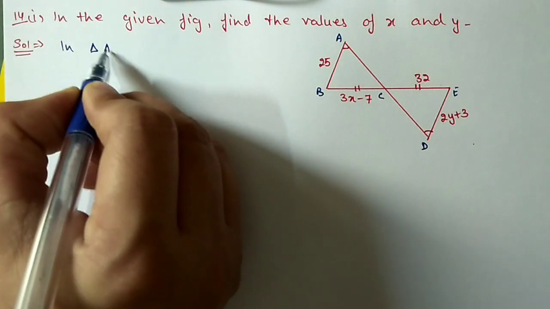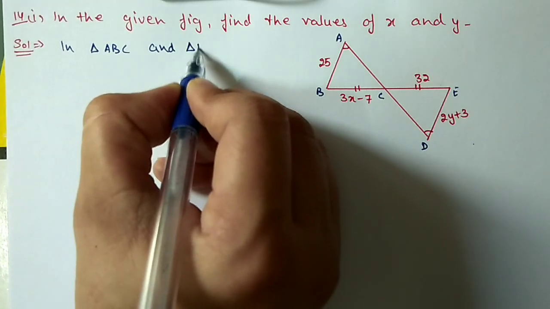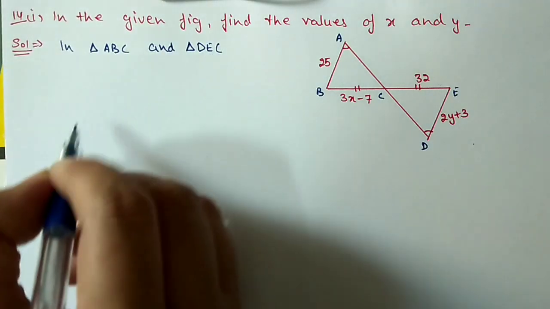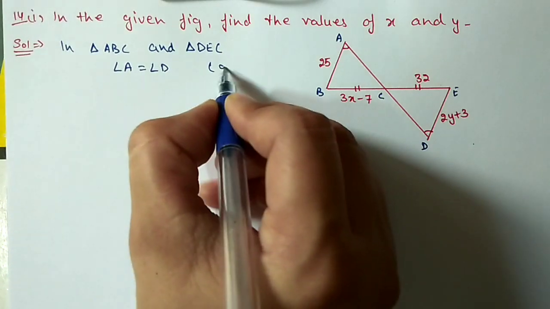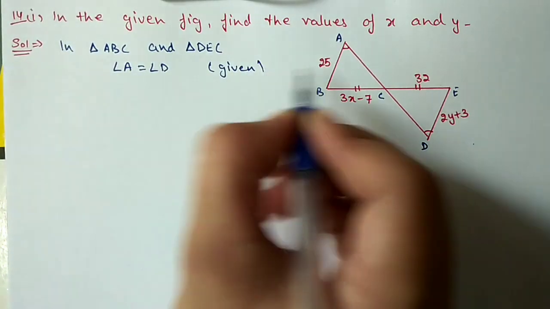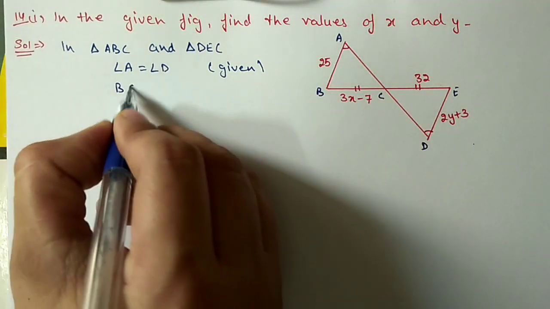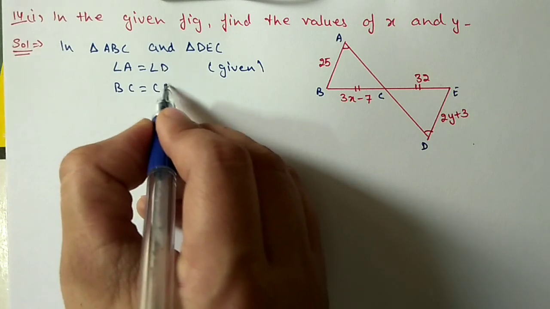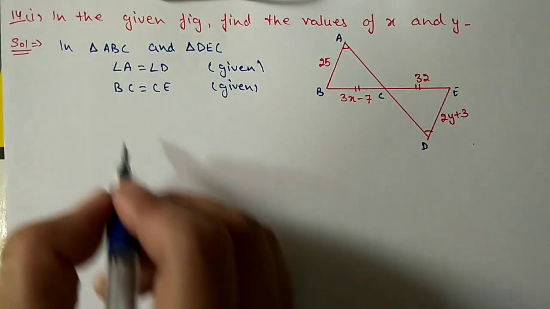In triangle ABC and triangle DEC, angle A is equal to angle D. It is given in the question. Same type of marking means these two angles are equal. Then BC is equal to CE. This is also given in the question. Both the lines have the same type of marking.